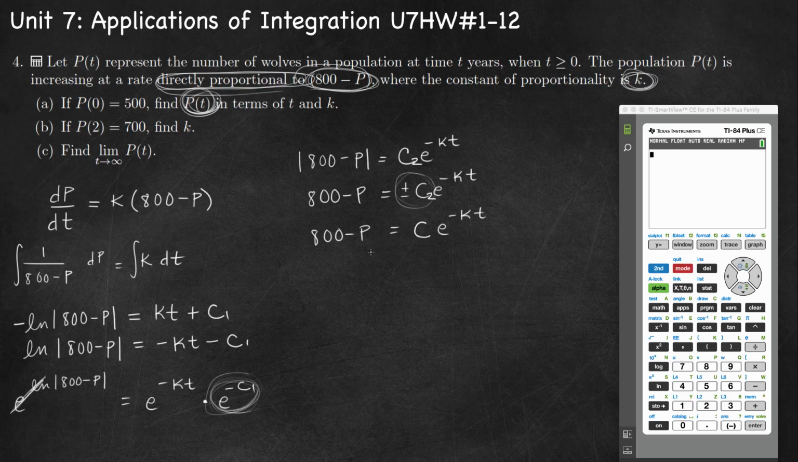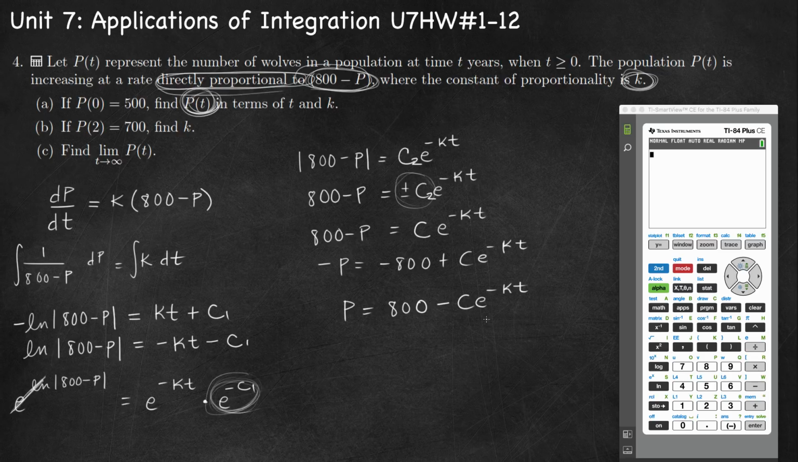And I'll keep going. So now I'm going to subtract 800. So that gives me negative p equals negative 800 plus ce to the negative kt. And then finally, multiply both sides by negative 1, I get p equals 800 minus ce to the negative kt. And here, if I wanted to, I could call that plus c. I'm just going to leave it like so.